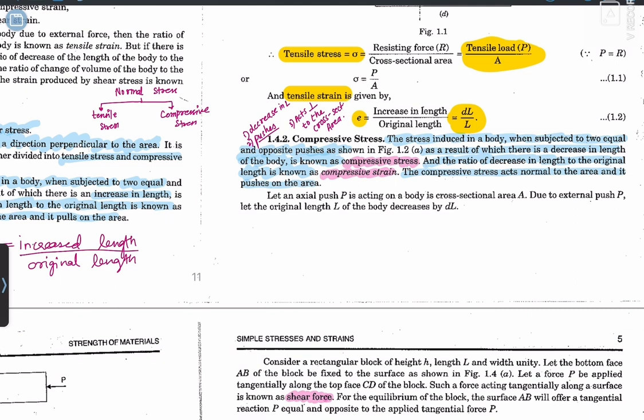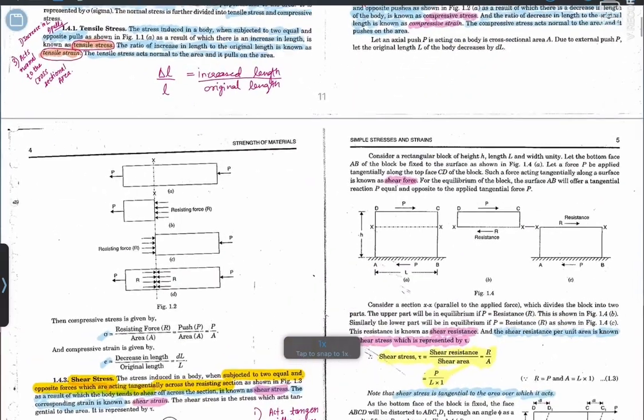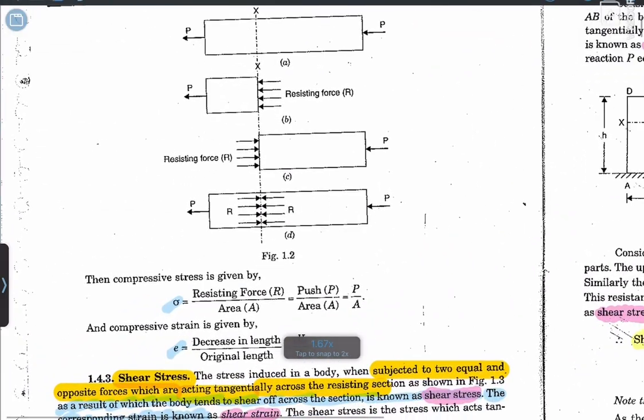Okay, as a result of which there is a decrease in length of the body is known as compressive stress, and the ratio of the decrease in the length to the original length is known as compressive strain. The compressive stress acts normal to the area and it pushes on the area. That is cleared. Okay, now this bar is pushed.